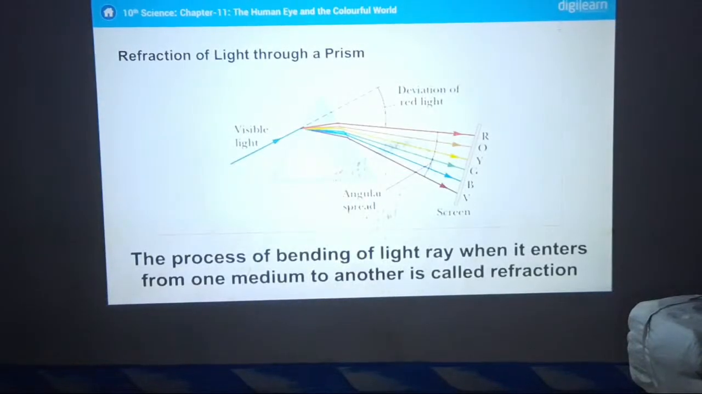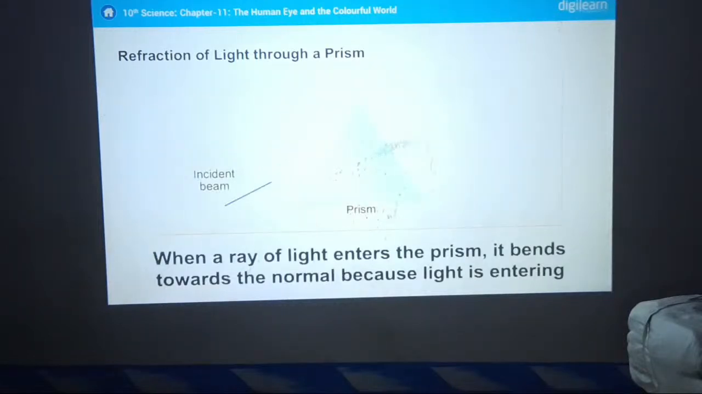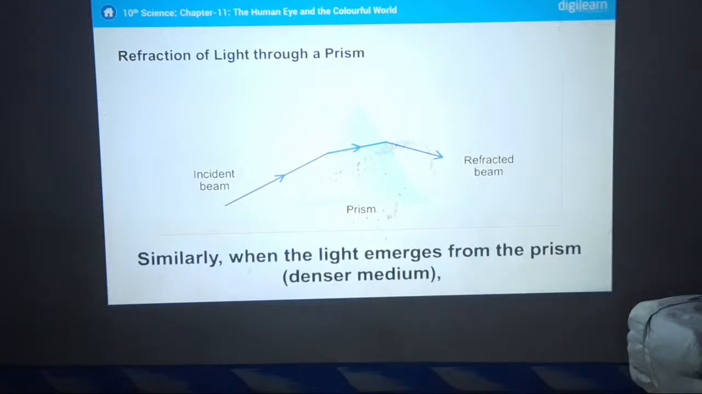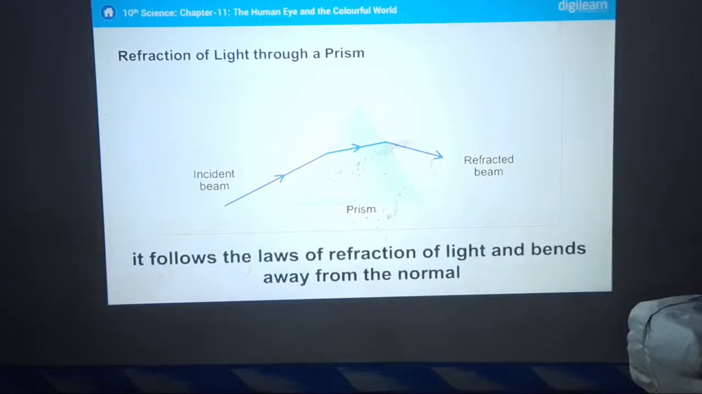The process of bending of a light ray when it enters from one medium to another is called refraction. When a ray of light enters the prism, it bends towards the normal because light is entering from a rarer medium, air, to a denser medium, glass. Similarly, when the light emerges from the prism, a denser medium, it follows the laws of refraction of light and bends away from the normal. Any object that has lower refractive index is called a rarer medium.